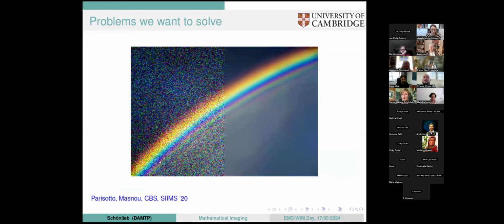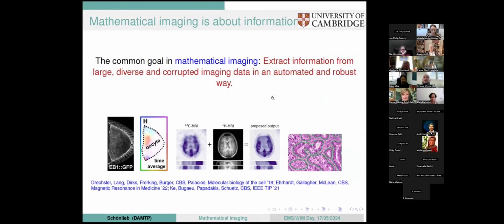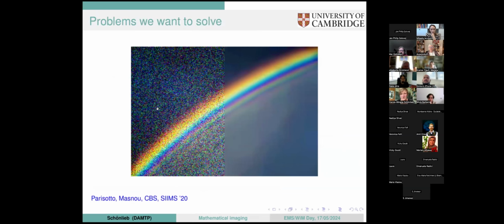Okay, so first of all, the problems we want to solve, and this is already a good example of one of those, which is image denoising. But again, starting on a macro level, so the common goal in mathematical imaging is to extract information from large, diverse, and corrupted imaging data in an automated and robust way. And so this information could come in various forms. It could come in the form of an image, like in this image denoising example.